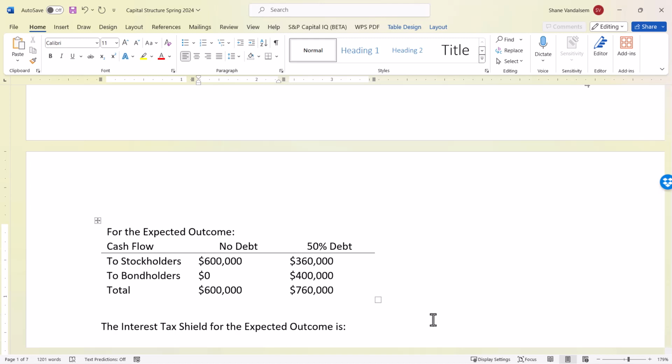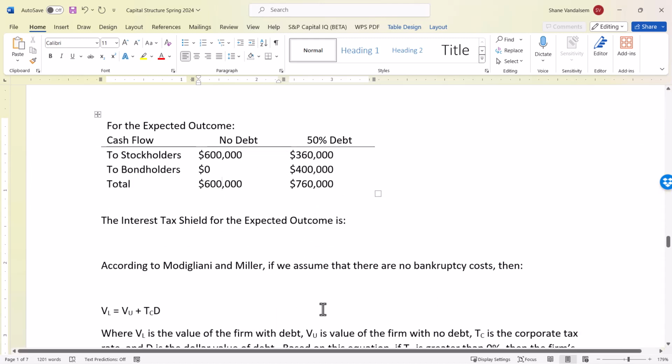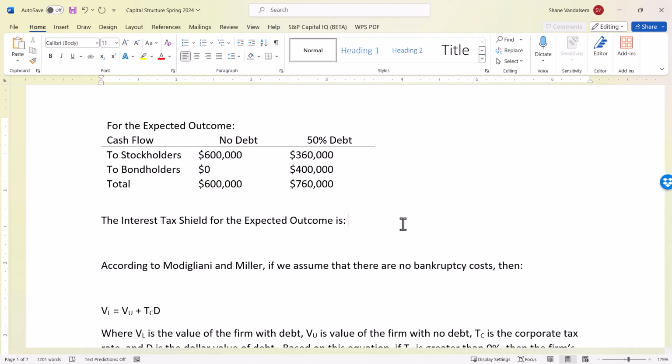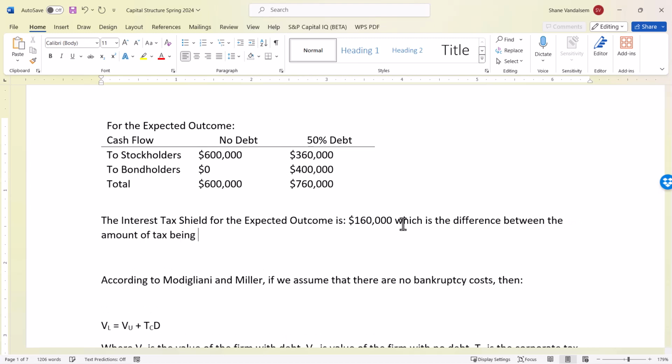So where does this $160,000 come from? Well, the $160,000 is the interest tax shield amount for the year. So the interest tax shield for the expected outcome is $160,000, which is the difference between the amount of cash being paid out, I apologize, it shouldn't be tax, it should be cash, amount of cash being paid out if the firm has debt versus if the firm has no debt.